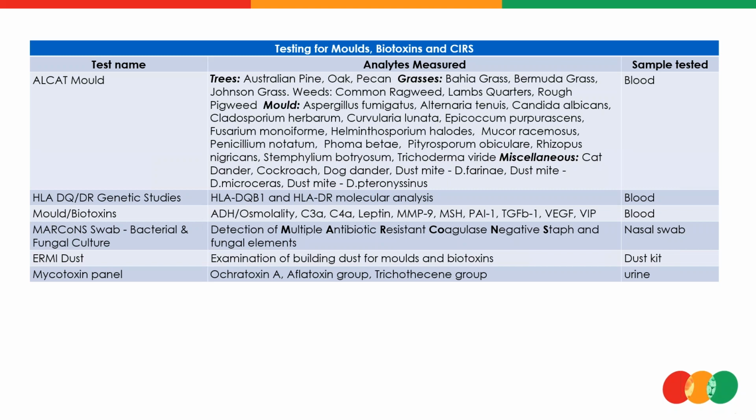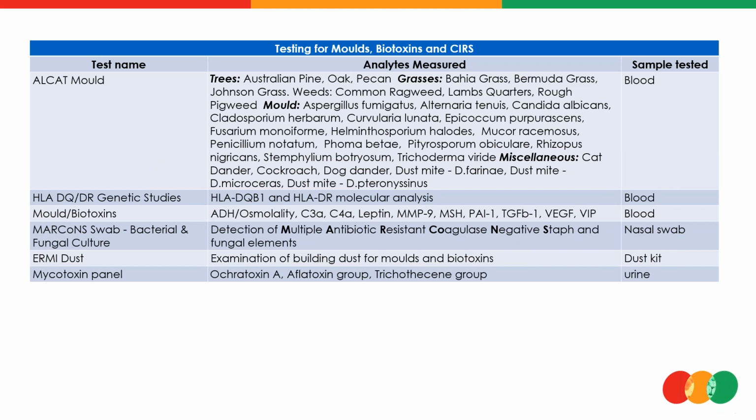So to test for molds and biotoxins and CIRS, one can identify the actual mold. Now, that can be done through a mold and biotoxin panel, and this is based on Ritchie Shoemaker. He uses various gene markers, C3a, C4a. These are complement genes, leptin, MMP9, which is a metalloproteinase, MSH, which is melanocyte-stimulating hormone, TGF-beta1, VEGF. These are all various markers that are associated with mold specifically.